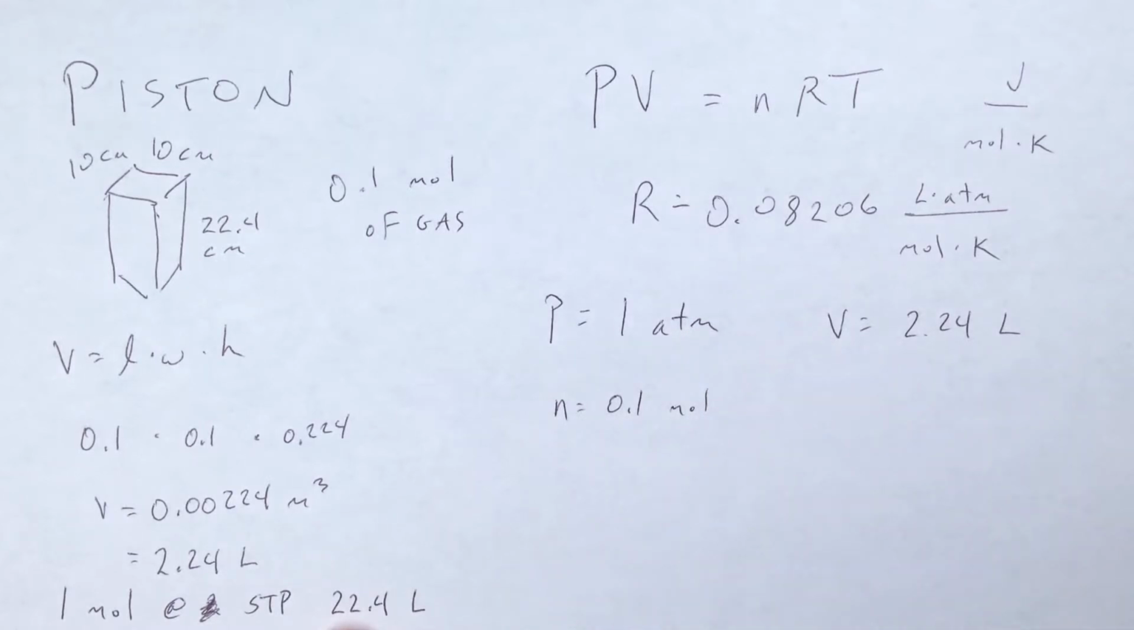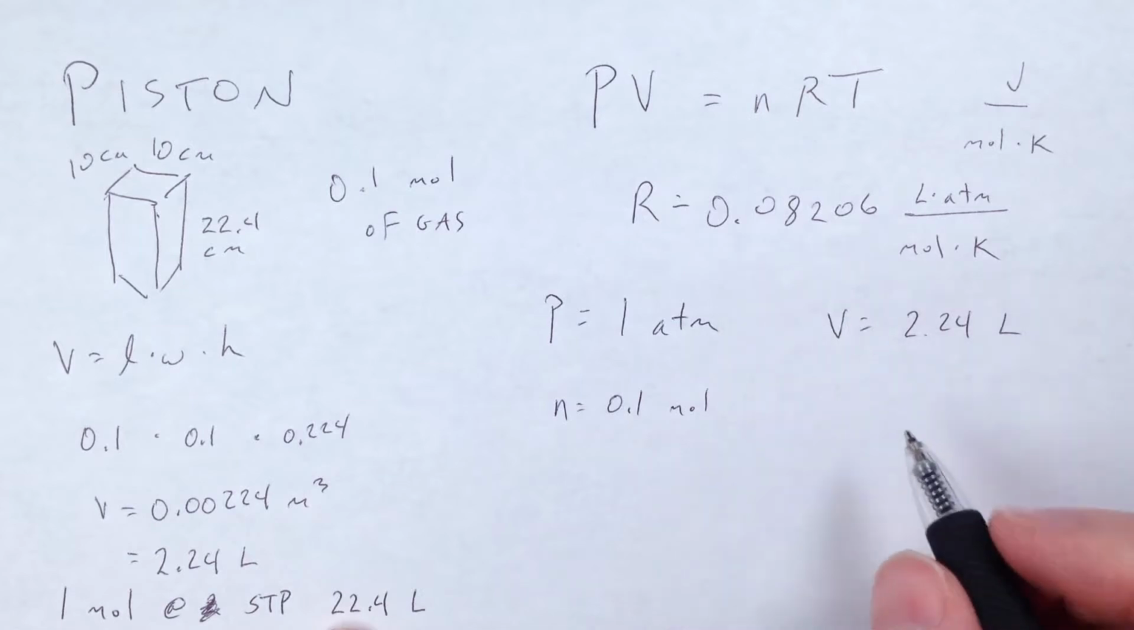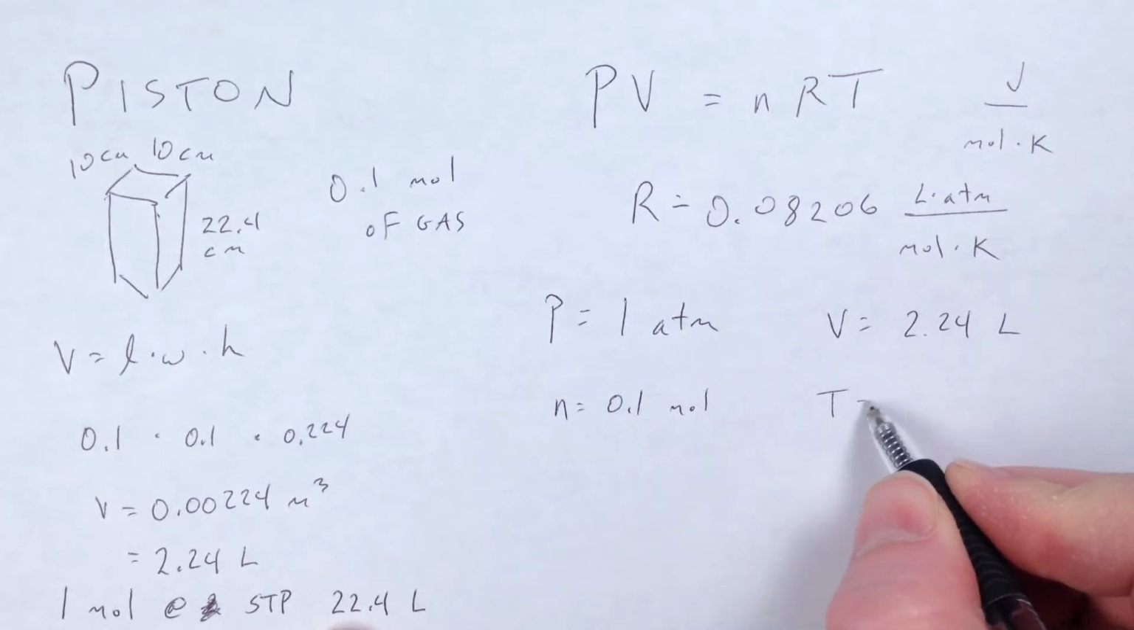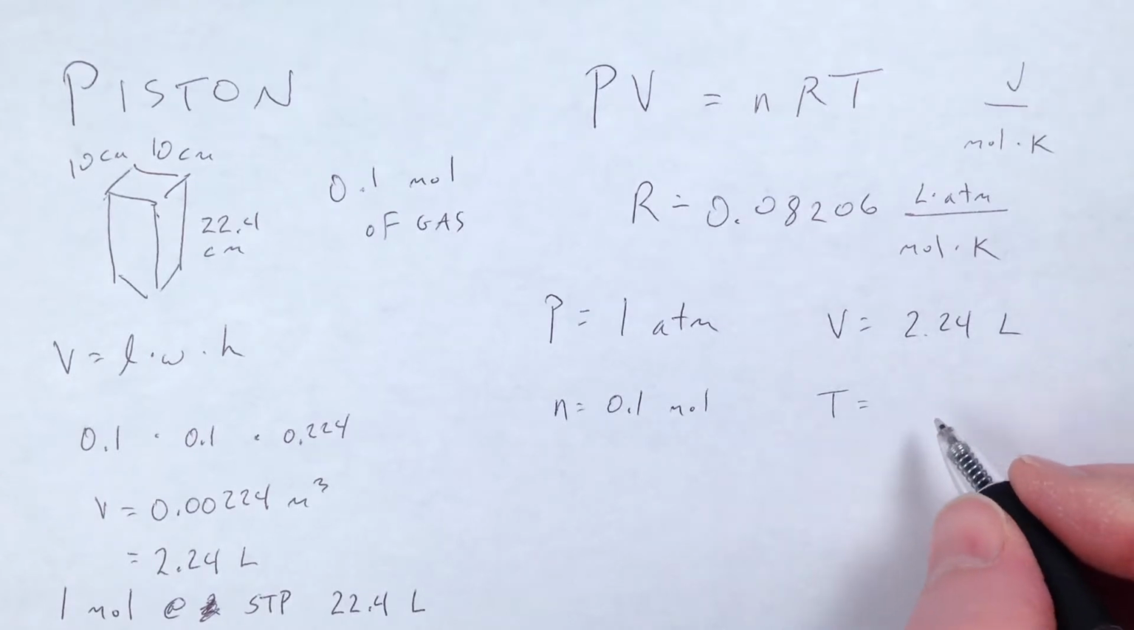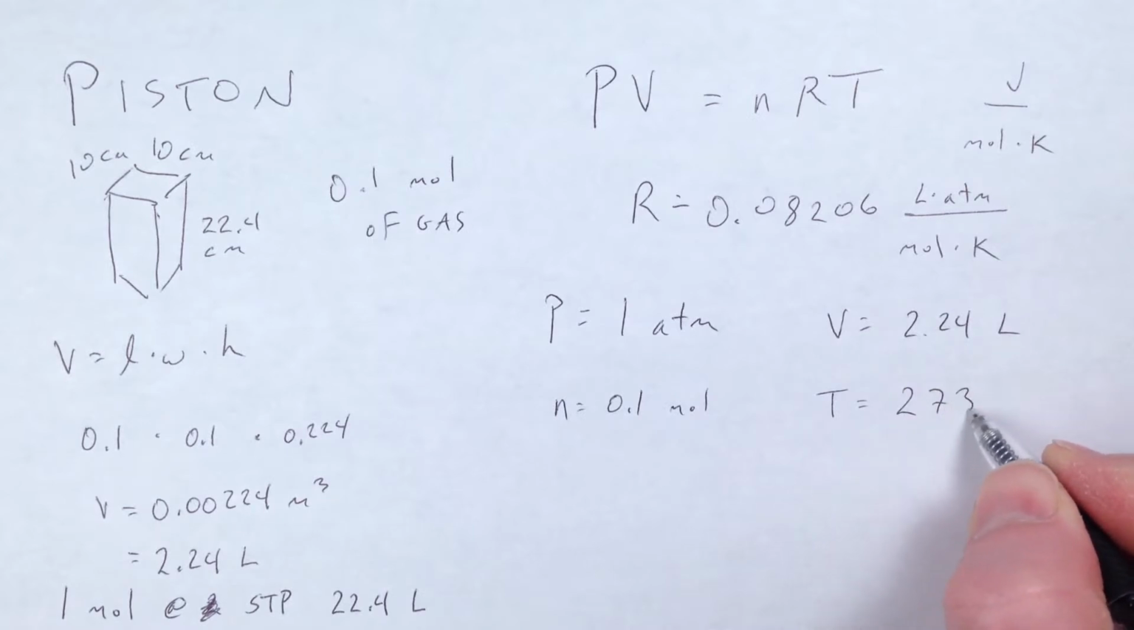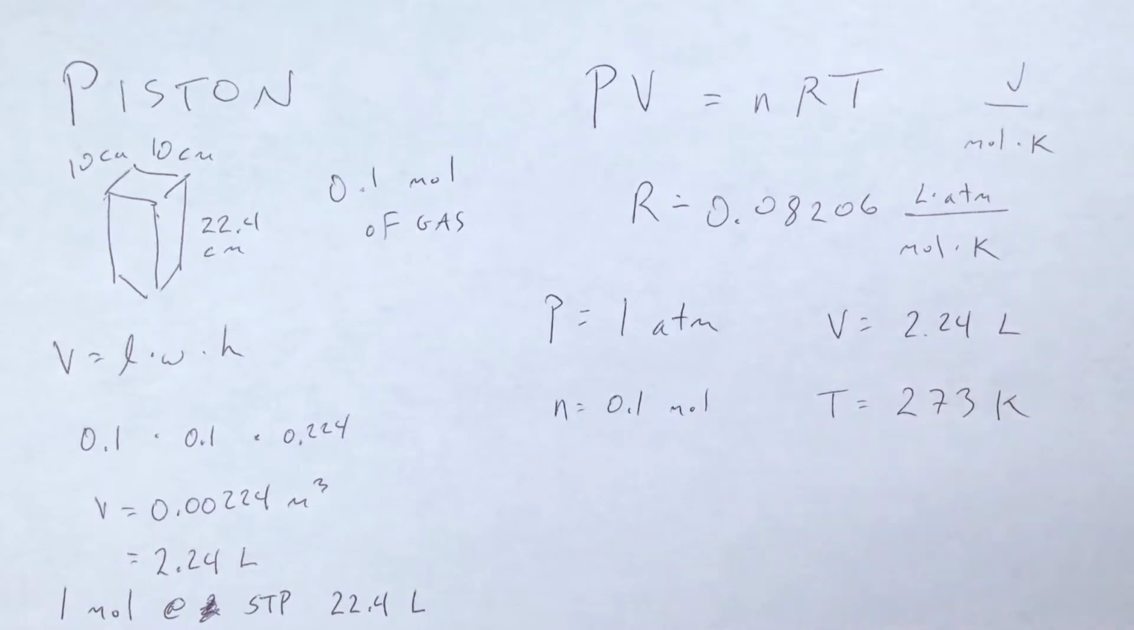And let's see, we've got R, and last of all, we need T. Now, this is at STP, standard temperature and pressure. And if you will just remember what STP is, that would be a pressure of 1 atmosphere and a temperature of 0 degrees Celsius. In kelvins, that is 273 kelvins. Okay, so let's just plug all these in, make sure everything works out.